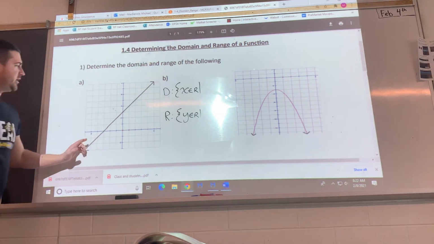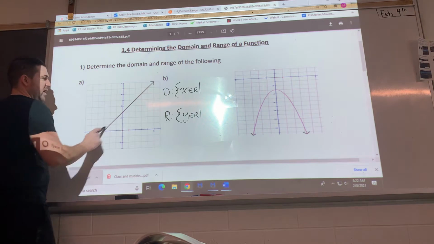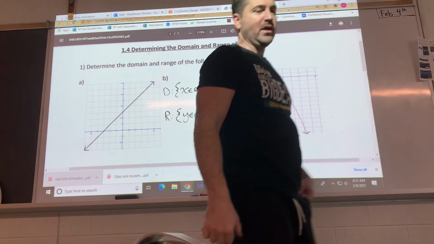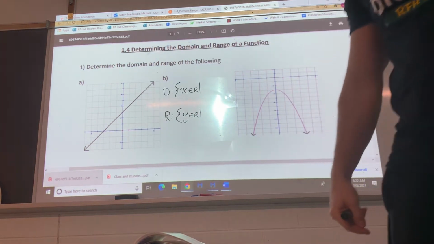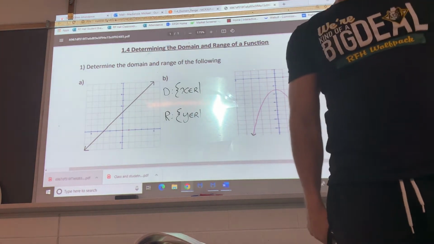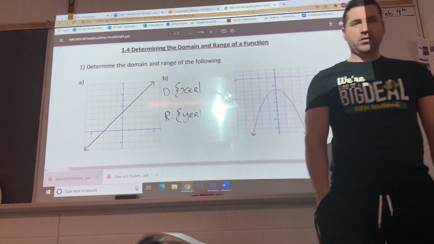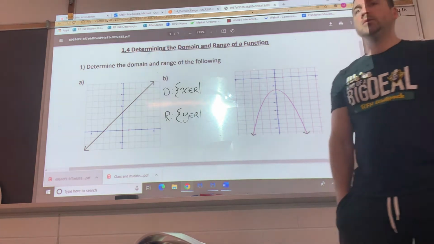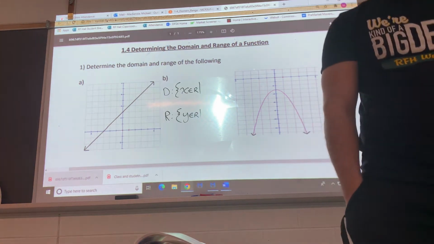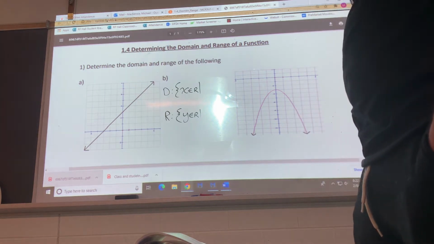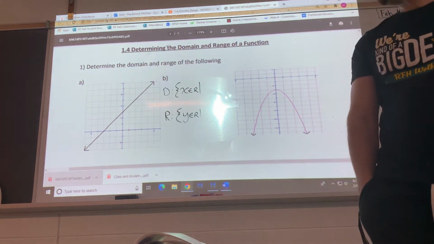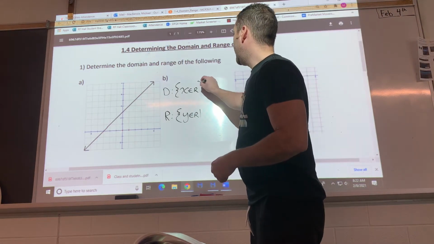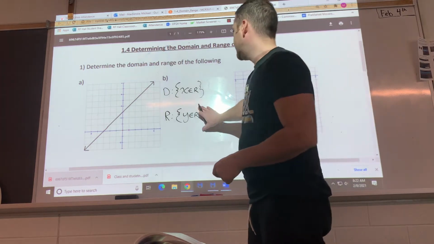Okay, so the first one is a linear function. We have it continuous up to the right and we continue down to the left. So this is the easiest one. What would our domain be for a linear function? Just that, x ∈ R? Yeah, exactly. So it's just x ∈ R, and our range is the same thing, so y ∈ R.